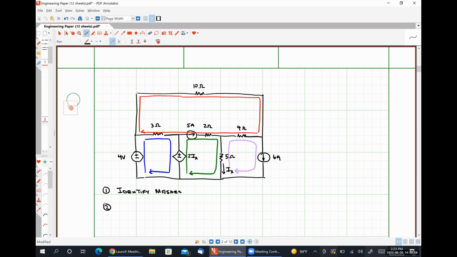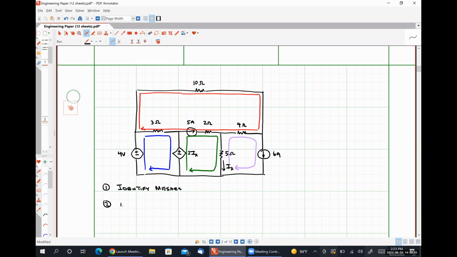Step 2, still assign mesh currents. So let's call this guy up top IA, and this guy IB, this guy IC, and this guy ID.